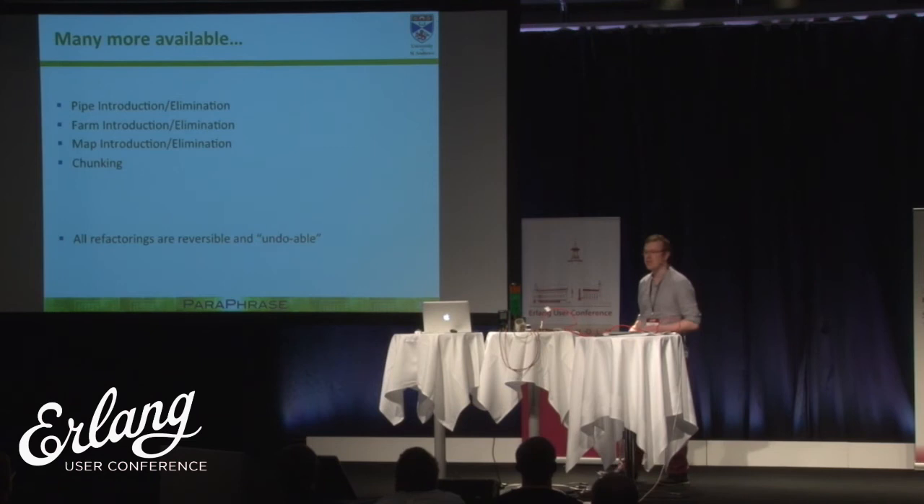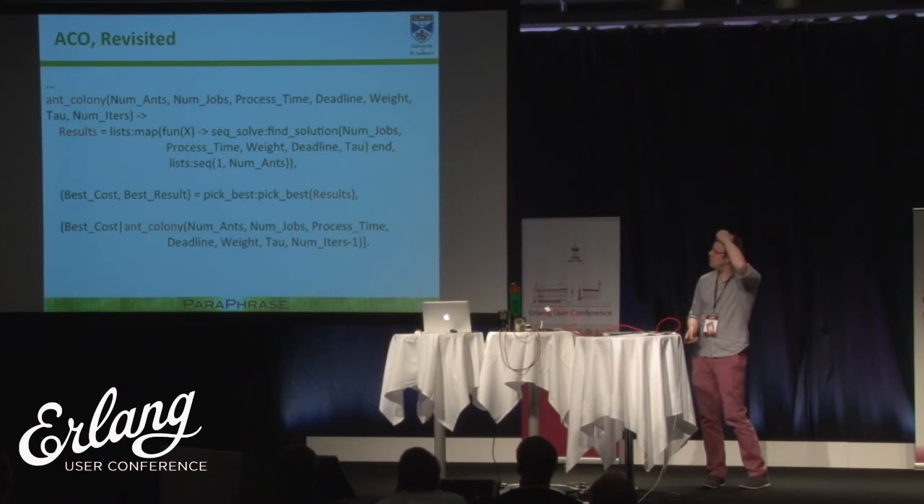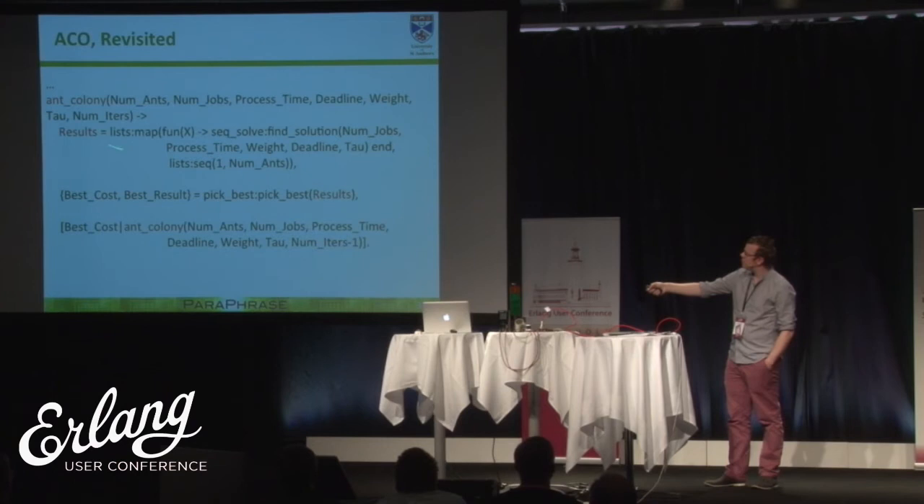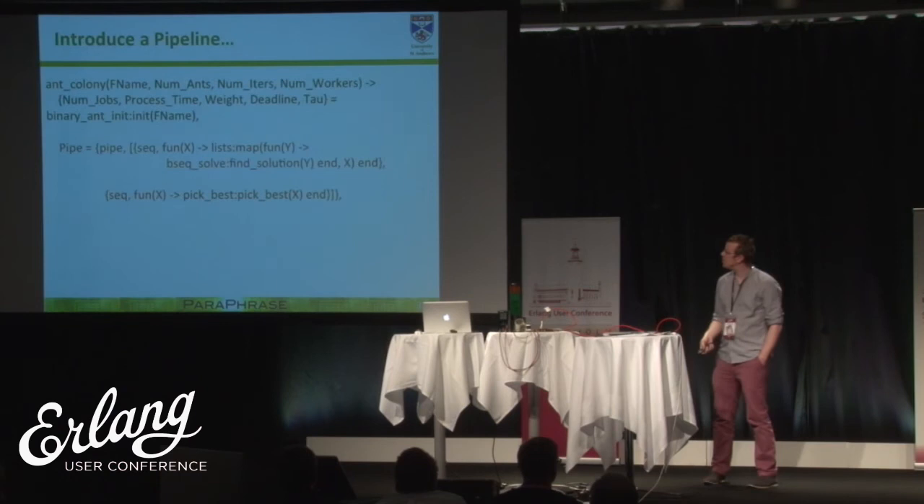So let's go back to our example. Here we've got our ant colony example, and we want to introduce parallelism. How are we going to do that? The first thing I notice is we've got a dependency here. The result of this passes into the next stage. So this is like a pipeline. I'm simply going to select this bit of code, and then introduce a pipeline. I can do that, and then I get this code as a result.